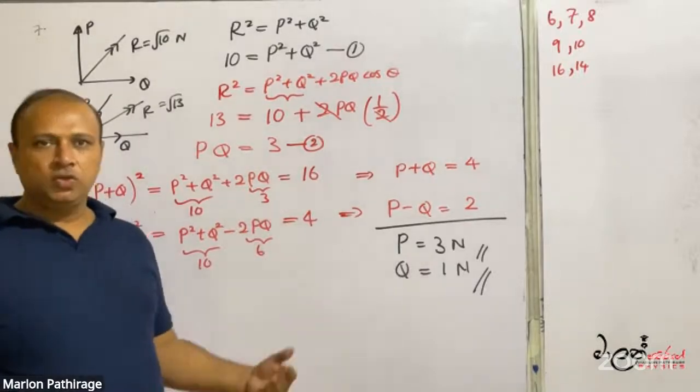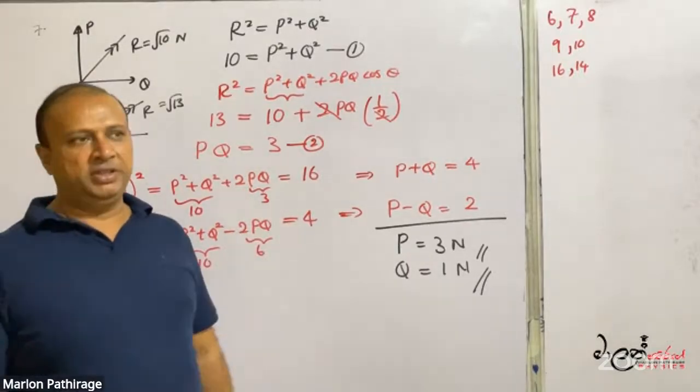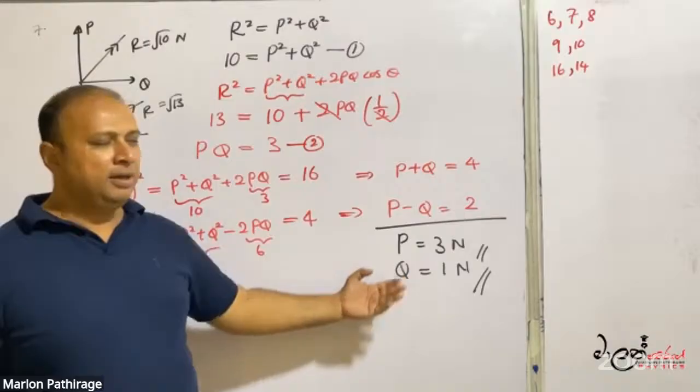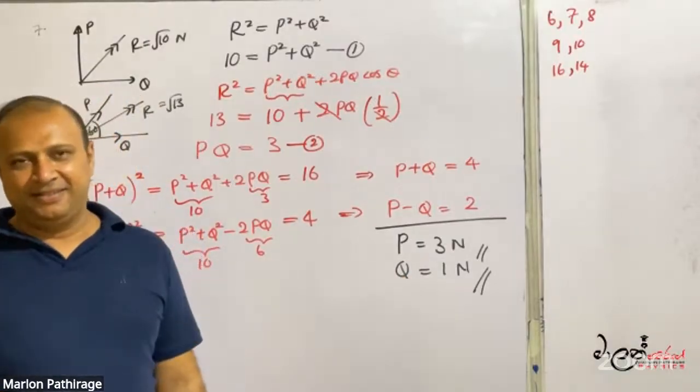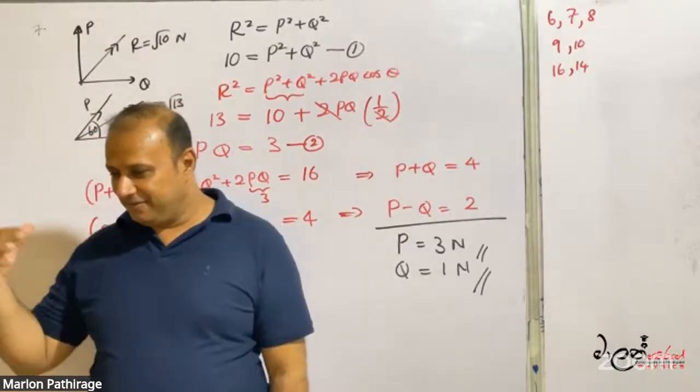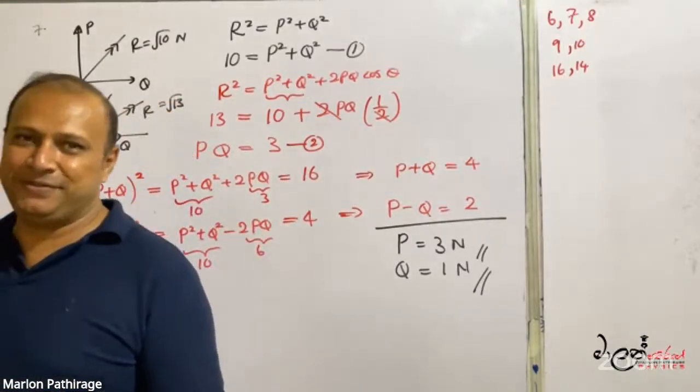Here you are asked for two forces. Therefore, the two forces are 3 Newton and 1 Newton. We have not specified which is P and which is Q, and that is not specified.